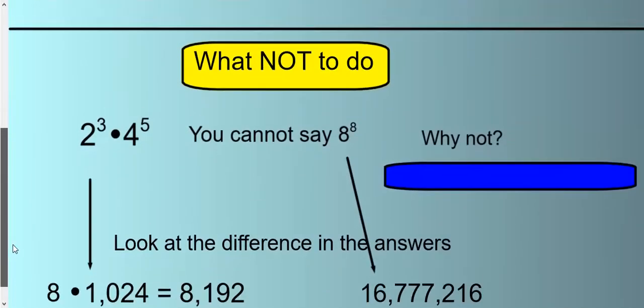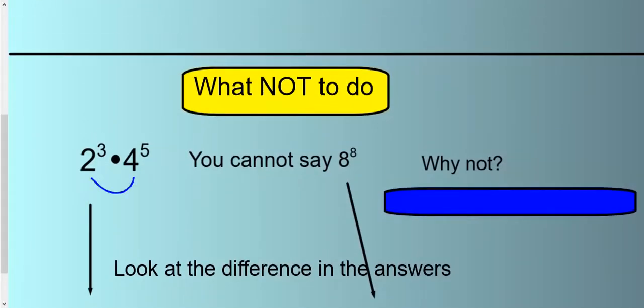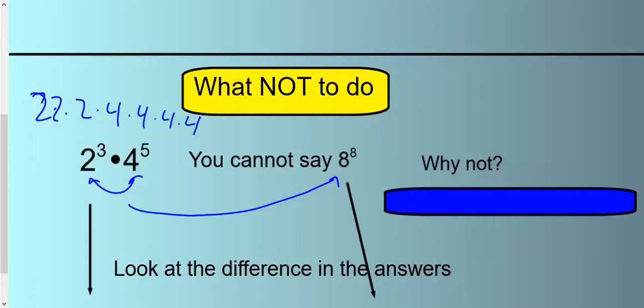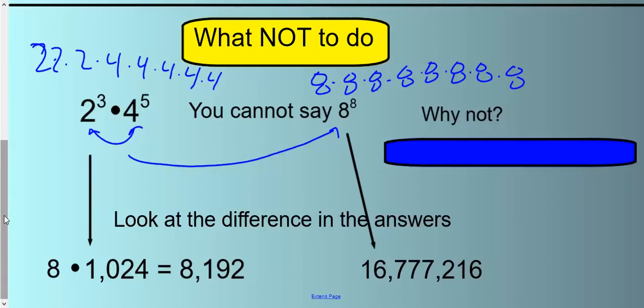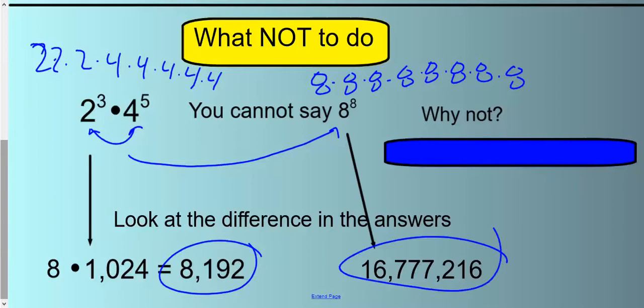If you have numbers that have different bases, you cannot multiply the 2 and the 4 together to get this 8 here. It's not. The two values aren't the same. So if you did 2 times 2 times 2, and then times 4 times 4 times 4 times 4 times 4, versus 8 multiplied by itself 8 times, the difference in these two numbers is drastic. Okay, so take a look at these two here. Quite different numbers. 8,000 versus 16 million. So don't do that.